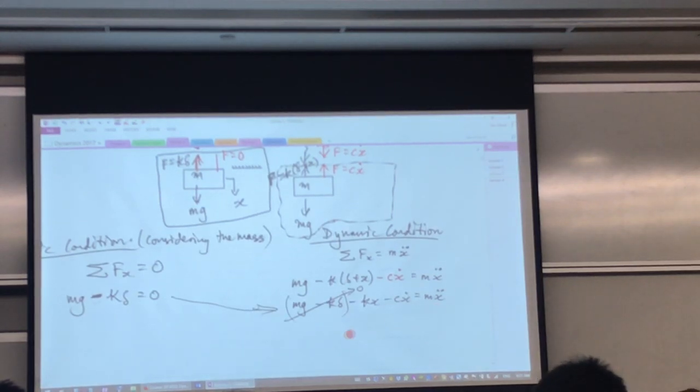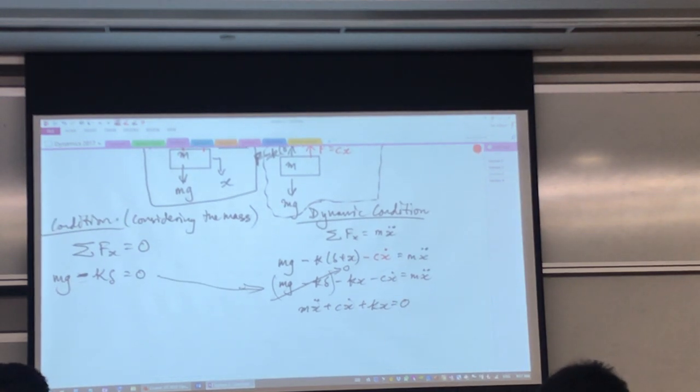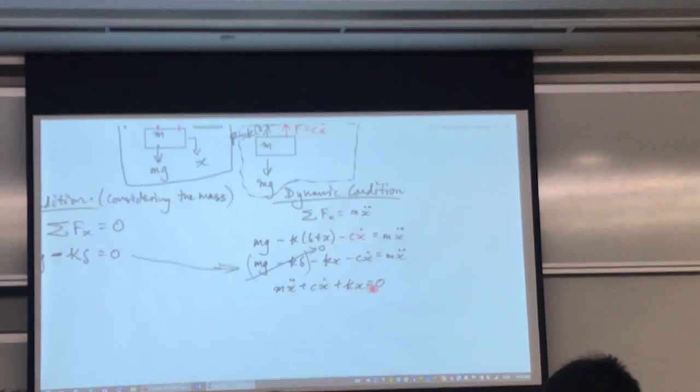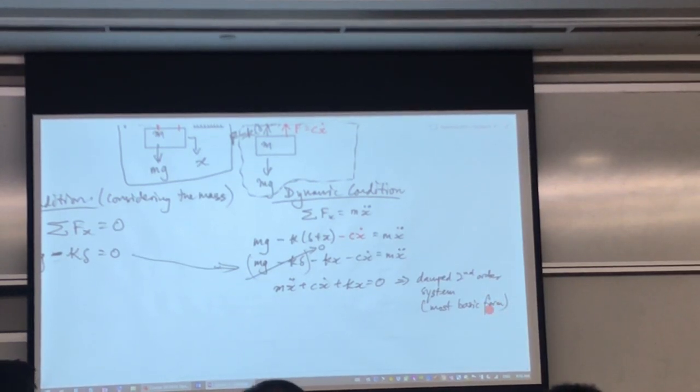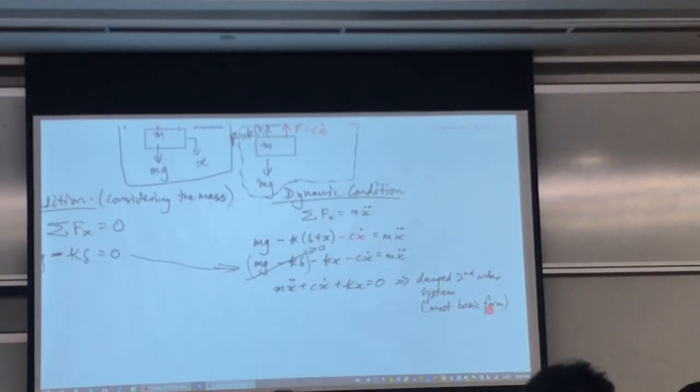So let me readjust a little bit. There's Mx double dot plus Cx dot plus Kx equal to 0. So this equation over here, this is what we call the damped second order system. And it is the most basic form of a second order system with damping.